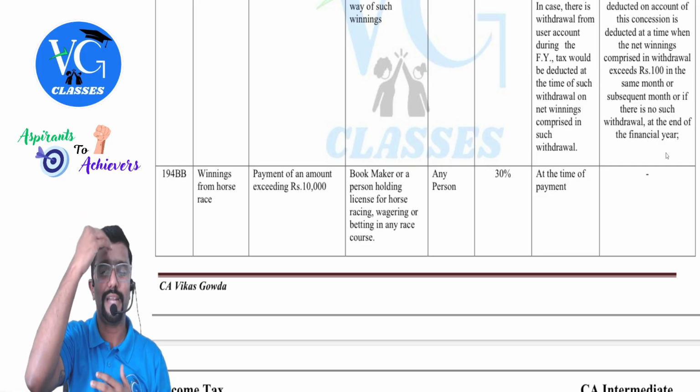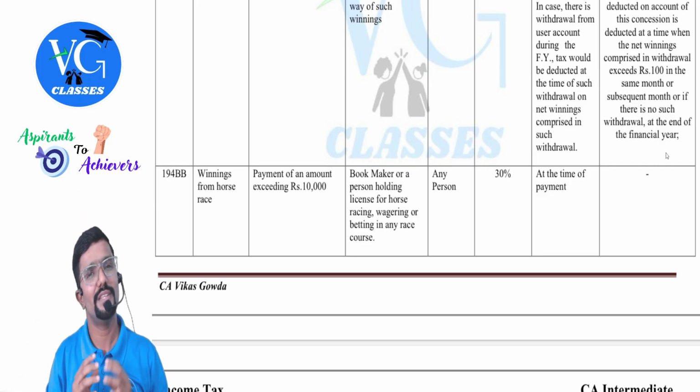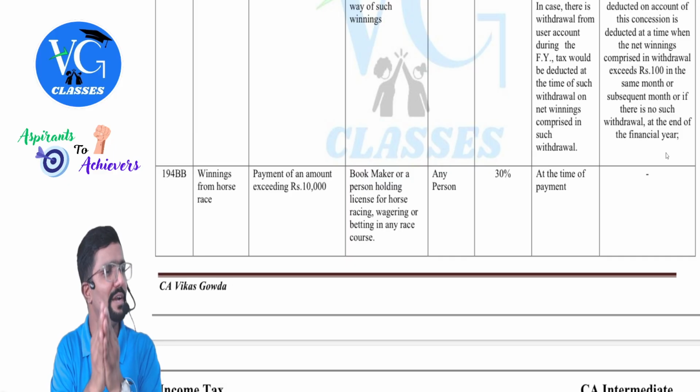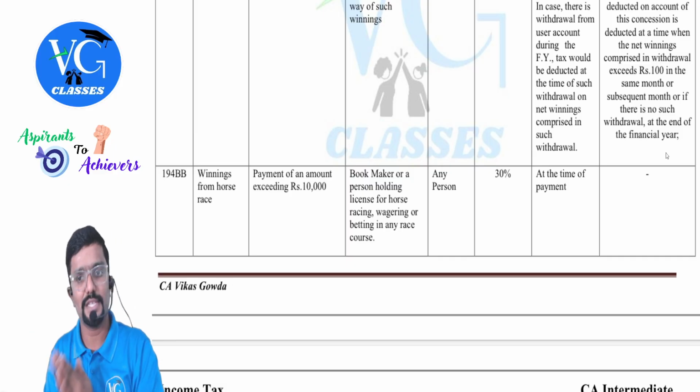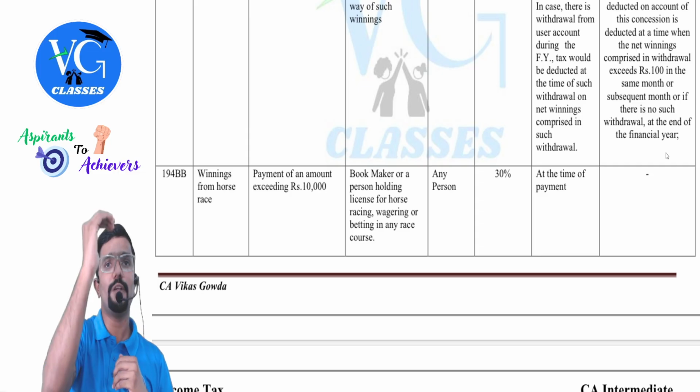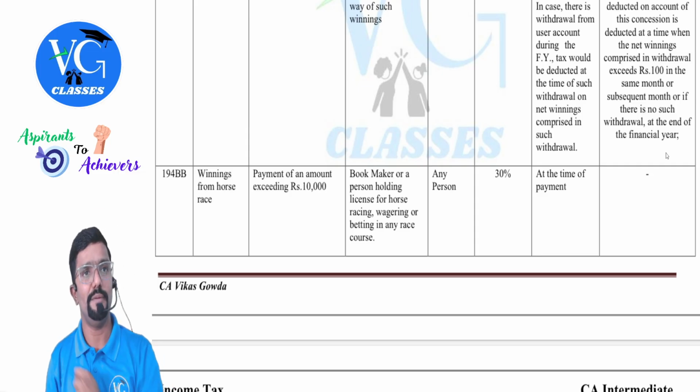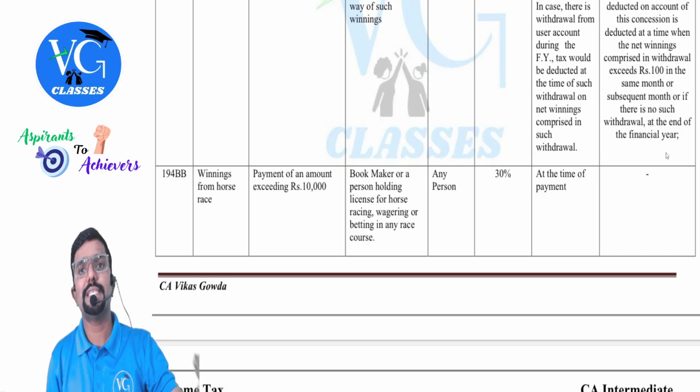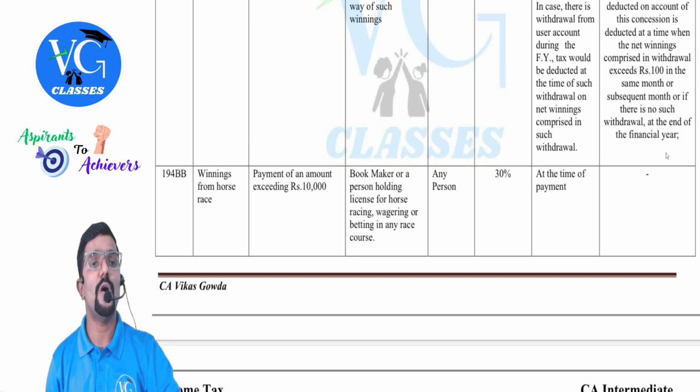The rate is the same, but I don't know why they have made 3 sections. They could have simply combined them and made 1 section. Okay, let us see what they have given. I will go from the bottom. 194BB. When does TDS have to be deducted here? Winnings from horse race.